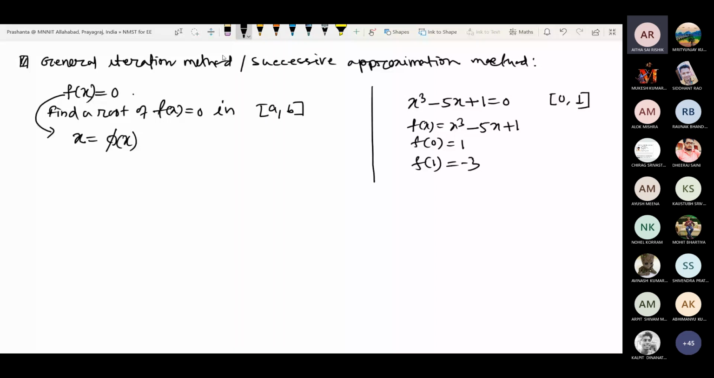So how can we write f of x equals x cube minus 5x plus 1 as x equals phi of x? Tell me one such phi of x. If I want to write it, x equals x cube plus 1 by 5. So this is one such way to write it. Can you tell me any other way to write x equals phi of x? x equals 5x minus 1, power 1 by 3. Any other way to write it?